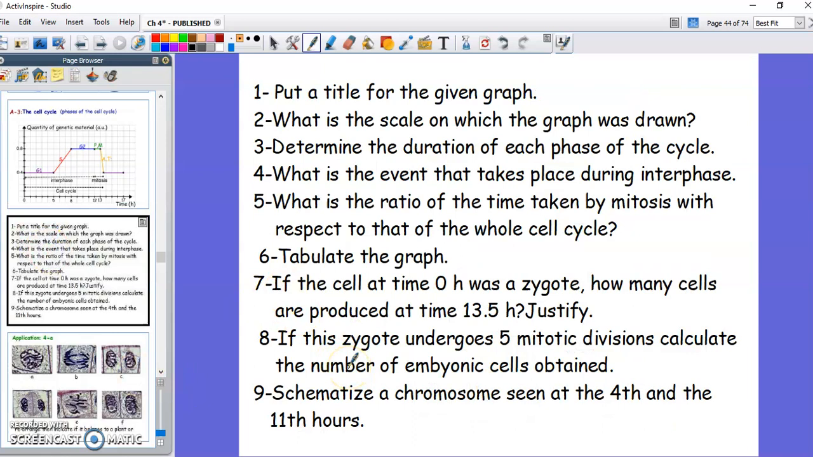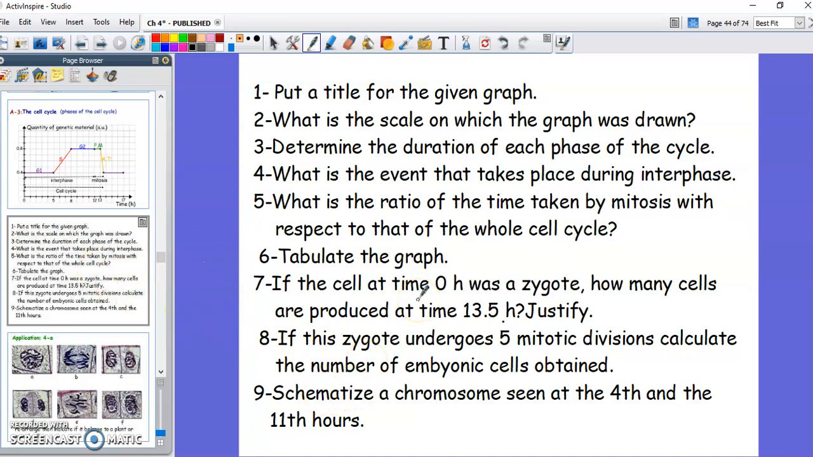If this zygote undergoes 5 mitotic divisions, imagine, 1 cell is producing 2, 2 are producing 4, so each one is producing another 2, and then the 4 will undergo mitosis to produce cells again. So if this happens 5 times, how many cells are going to be produced? It's 2 to the power 5. Okay, it's a math issue. So 2 to the power 5 is 32. We have 32 cells being produced.